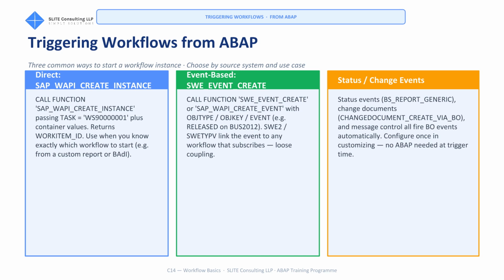Status events, change documents, CHANGEDOCUMENT_CREATE_VIA_BO, and message control all fire BO events automatically once configured in customizing. No ABAP needed at trigger time. Always call commit work before triggering. If your PO data is not yet committed to the database when the workflow's business object method tries to read it, the method will find nothing.